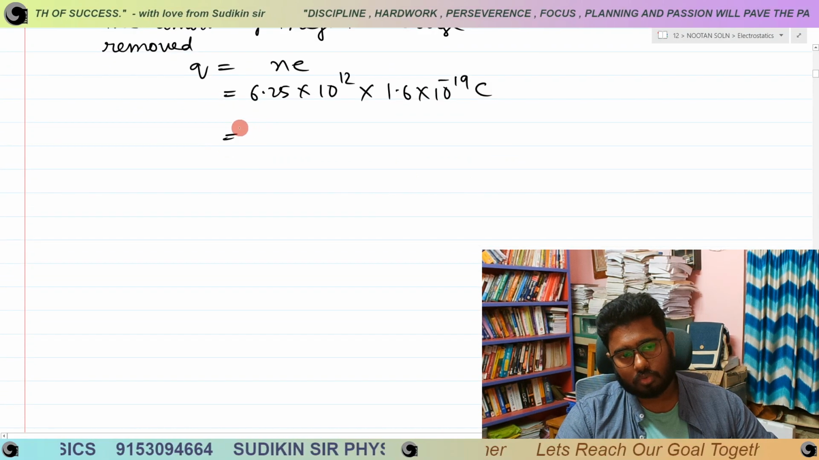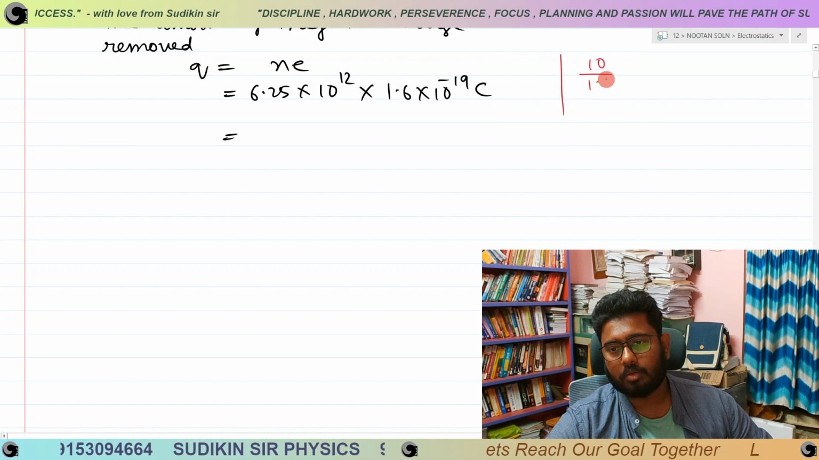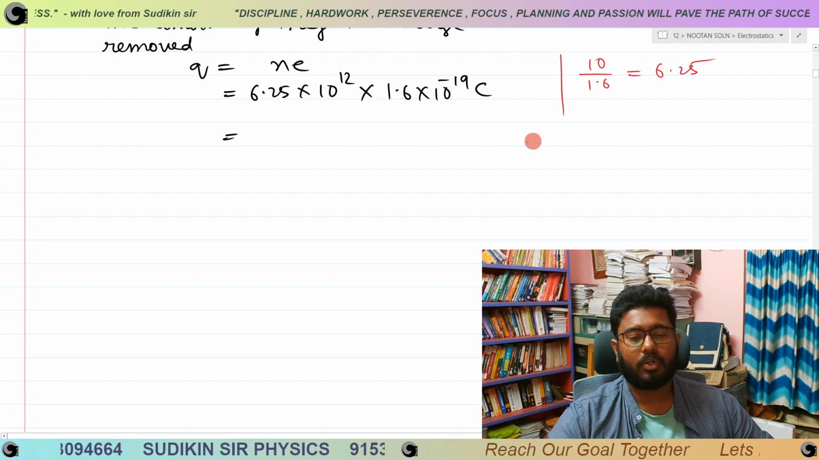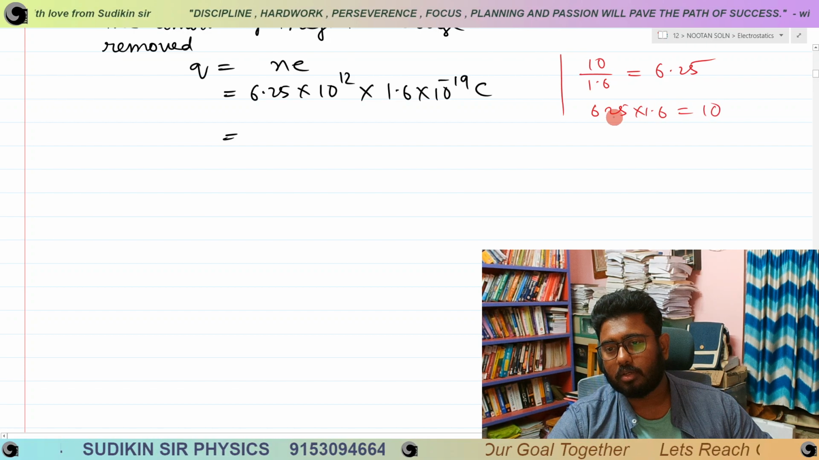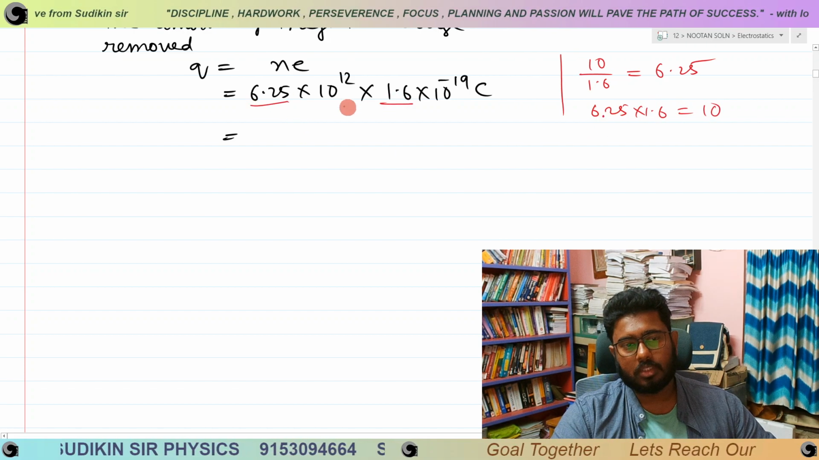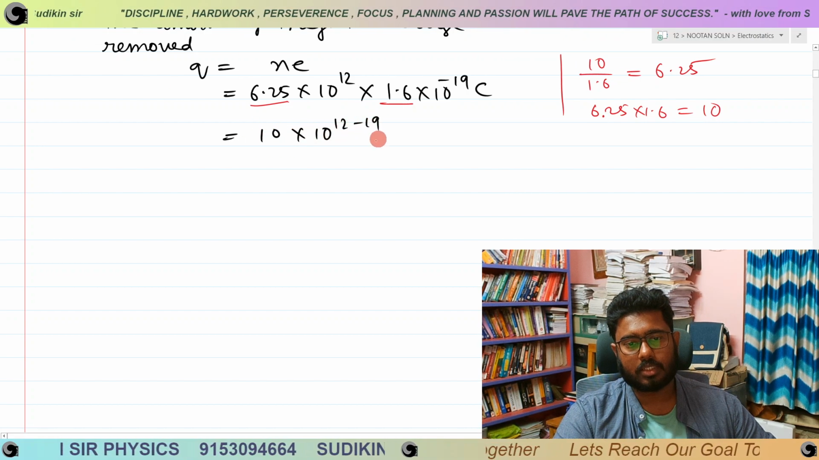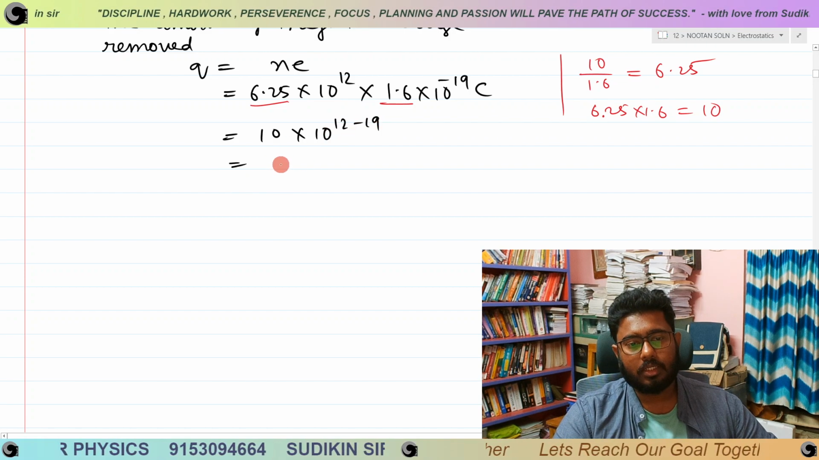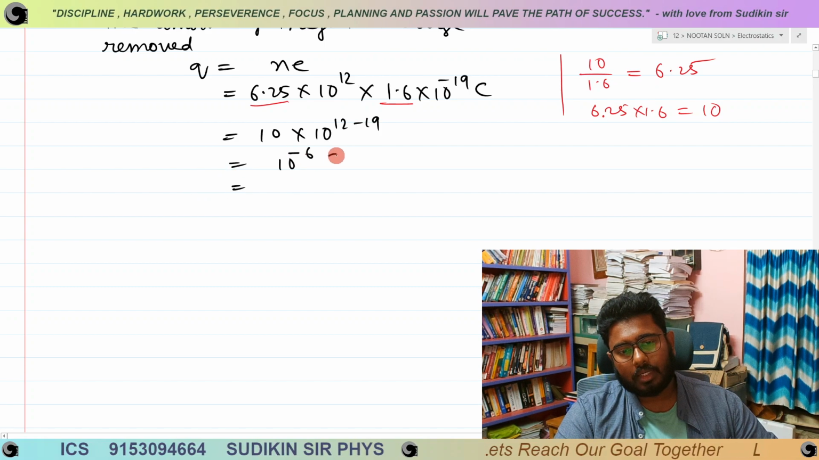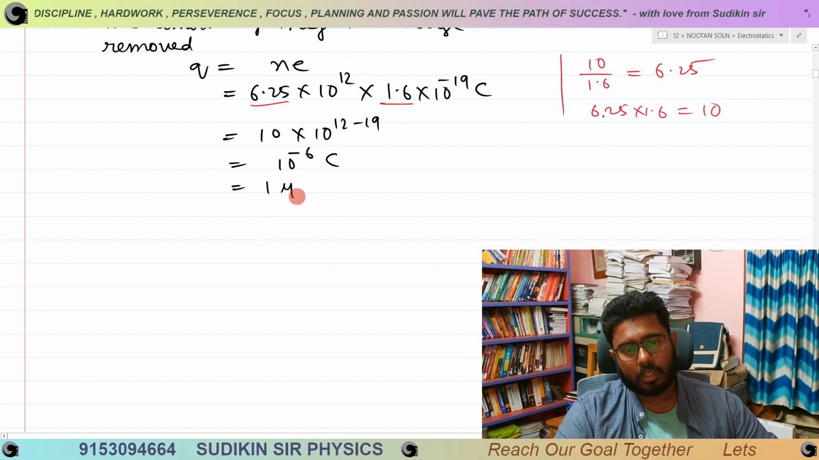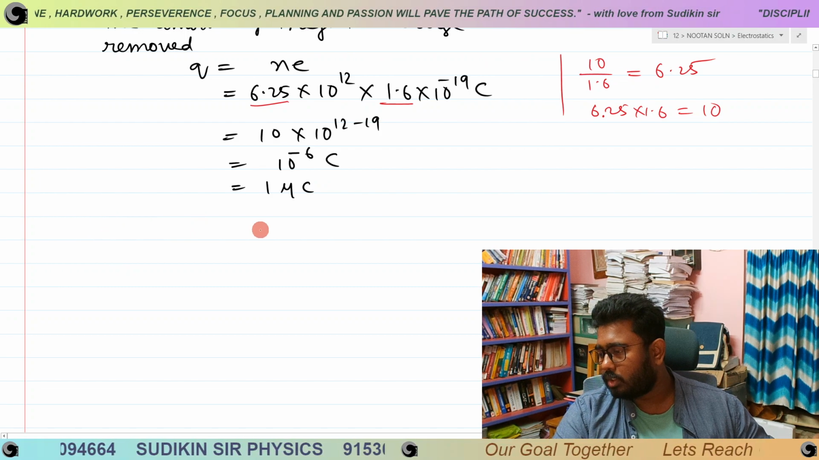As I've already told you in the hint in the previous numerical, 10 by 1.6 gives you 6.25. So 6.25 into 1.6 will give you 10. As simple as that. So this term and this term get multiplied and give you 10. 10 into 10 to the power 12 minus 19, that is 13 minus 19, will be 10 to the power minus 6. So 10 to the power minus 6 coulomb means 1 microcoulomb. According to the question, what is the magnitude and nature of charge?